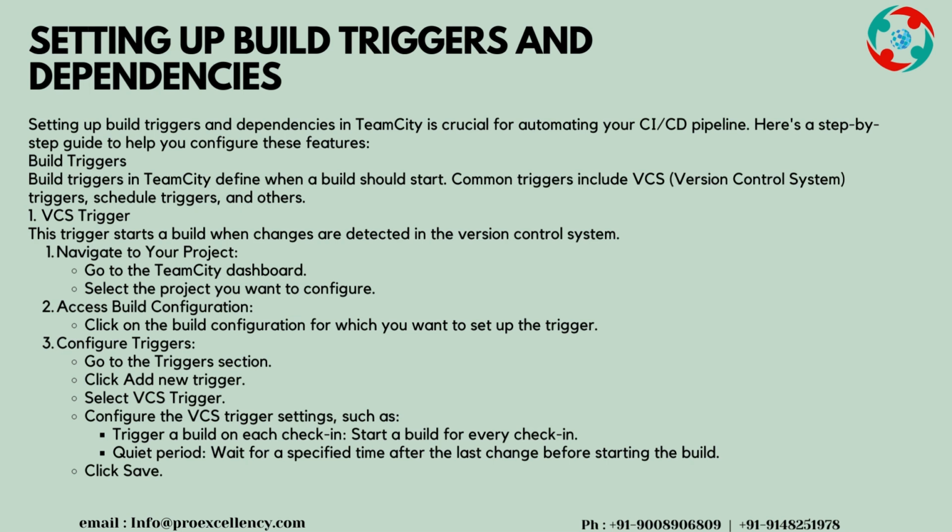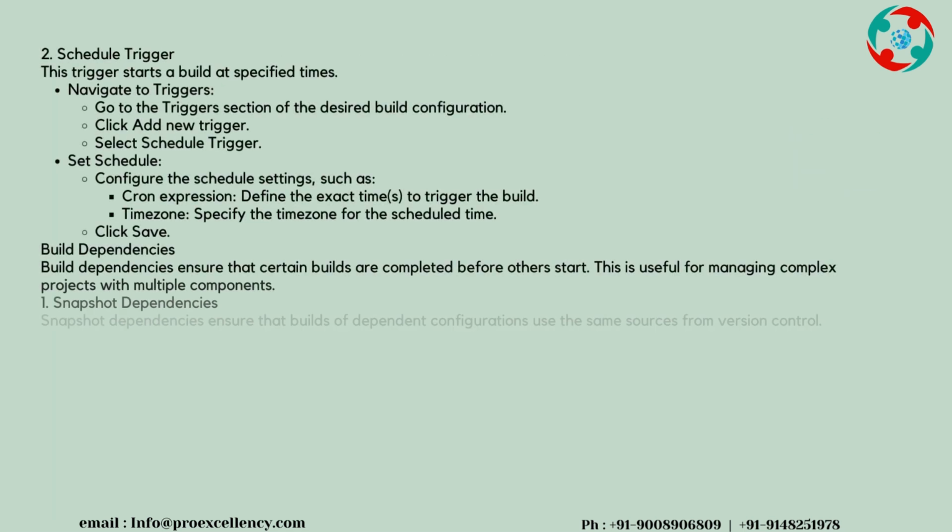Click Add New Trigger. Select VCS trigger. Configure the VCS trigger settings, such as trigger a build on each check-in, start a build for every check-in. Quiet period. Wait for a specified time after the last change before starting the build. Click Save. 2. Schedule trigger.